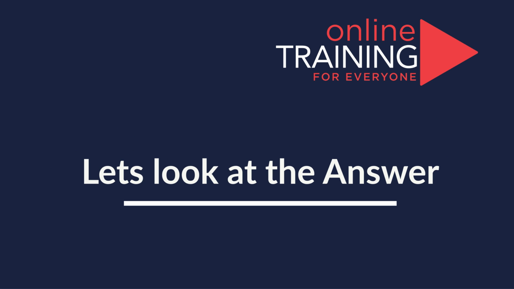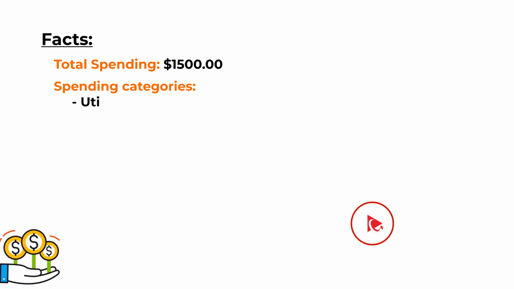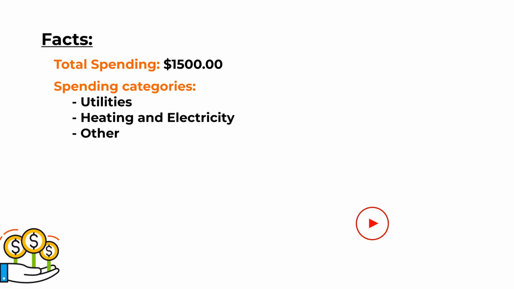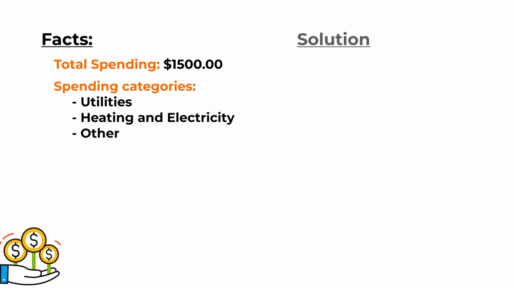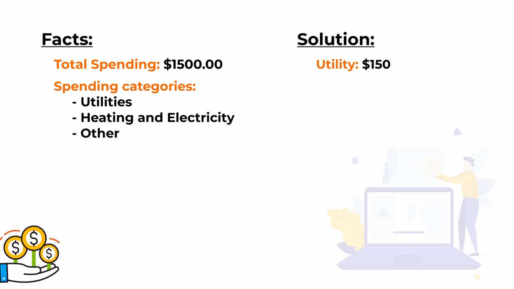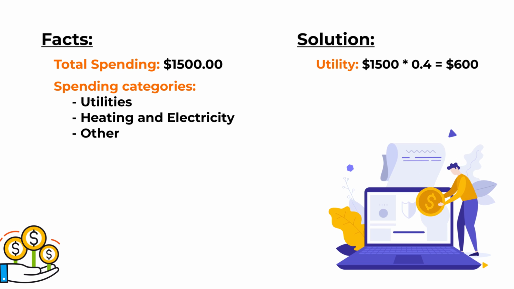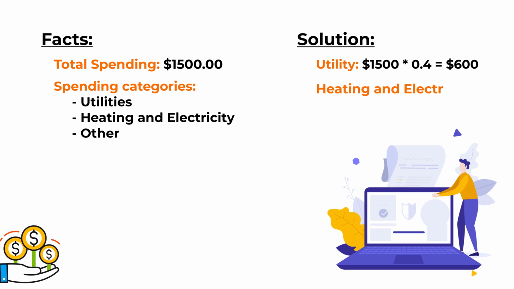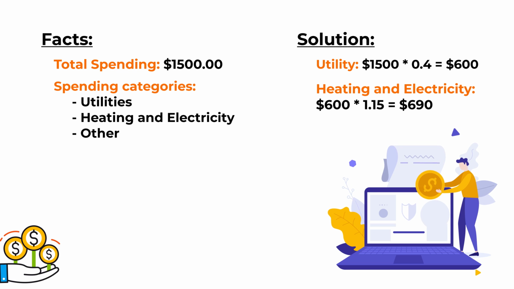Let's first look at the factual information. Total spending is $1,500, and the spending categories that we've learned about are utilities, heating and electricity, as well as others. Because there are 3 spending categories, let's calculate the values in each one based on the data that we have. To calculate the amount spent on utilities, we need to multiply 1,500 by 0.4, and the end result of this is $600. Heating and electricity bill is 15% more than utility spending.